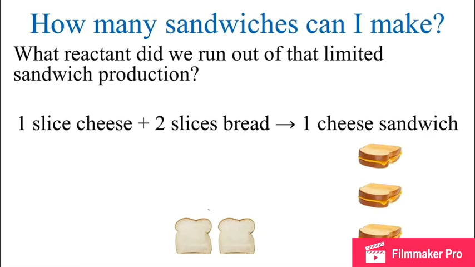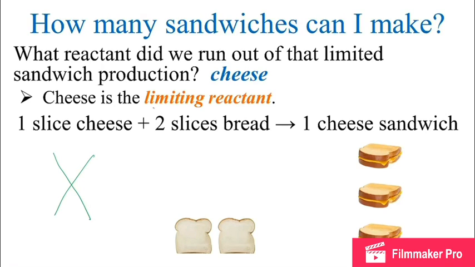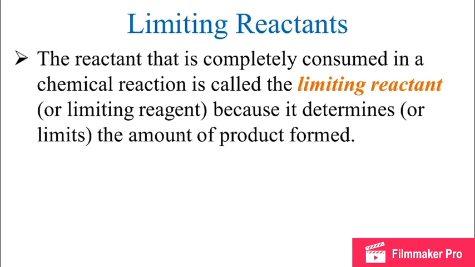What reactant did we run out of that limited our sandwich production? Our 3 slices of cheese ran out first, and that limited us to only 3 sandwiches. So cheese is called the limiting reactant. The limiting reactant is always the one that's completely consumed or used up, and it's called that because it limits how much product we can make. In our example, the cheese ran out first, so those 3 slices limited us to only 3 cheese sandwiches. Therefore, cheese was the limiting reactant.